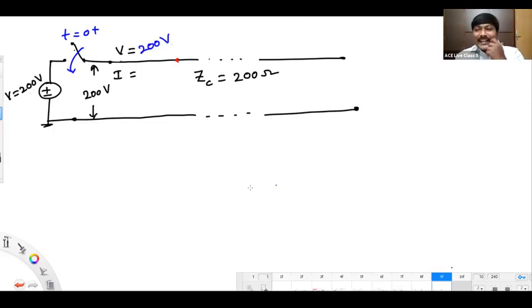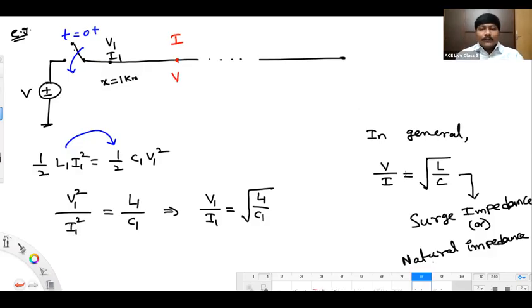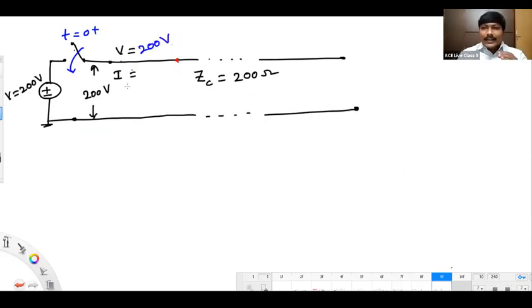How much current gets created? That is given by the conclusion we have made: V by I equals root of L by C, so-called ZC. So how much is ZC? 200. So if you take the voltage to current ratio, that will be ZC. So I can say current I is equal to V by ZC. So you get this value as 1 ampere.